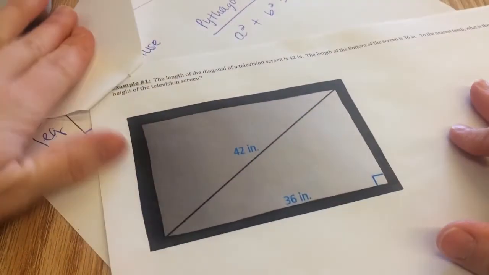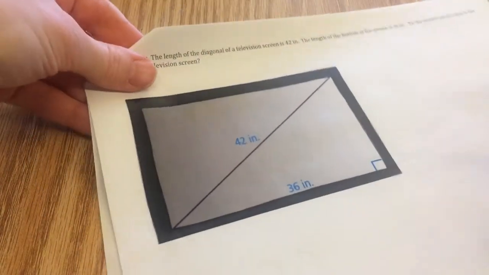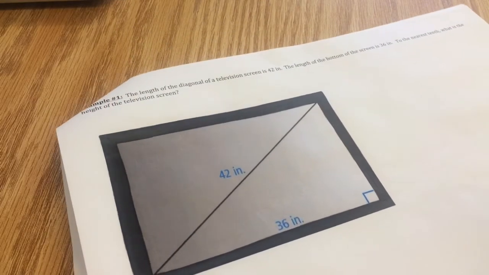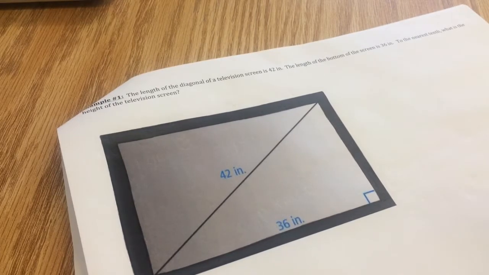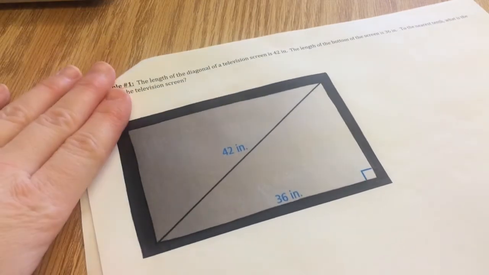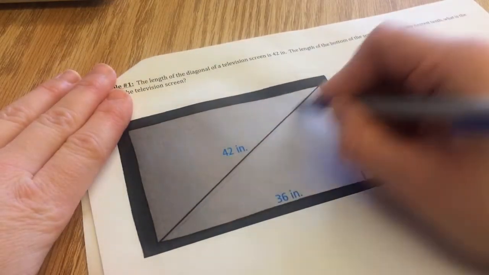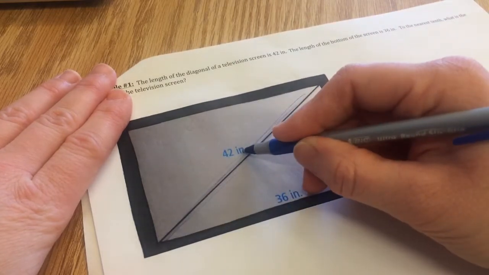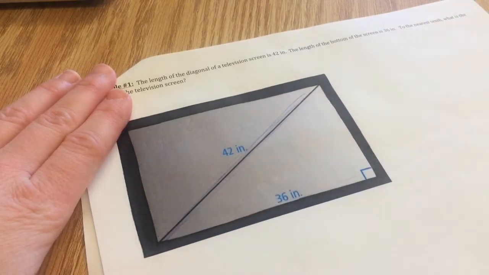Let's look at example number 1. Example number 1 says the length of the diagonal of a television screen is 42 inches. The length of the bottom of the screen is 36 inches. To the nearest tenth, what is the height of the television screen? Here they told us the diagonal. Remember, the diagonal is what splits up the rectangle into two triangles. The diagonal, they said, is 42 inches, and the length of the bottom of the screen is 36 inches.